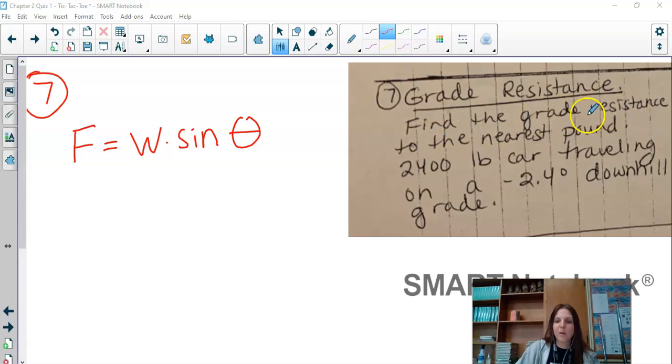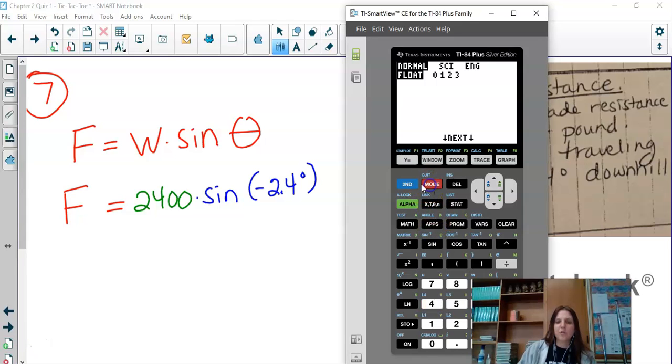So I'm finding the grade resistance, that's the F, of a car to the nearest pound of a 2,400 pound car traveling on a negative 2.4 degree downhill grade. Okay, so 2,400 is going to go in for W. I'm going to put in the negative 2.4 for the theta, and I'm going to find the grade resistance to the nearest pound. As you're doing this question, just make sure your calculator is in degree mode. If it's not, arrow down and over, hit enter. This one is in degree mode, so I can hit clear.